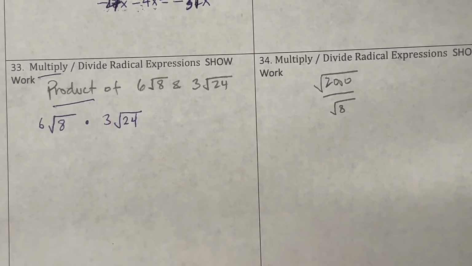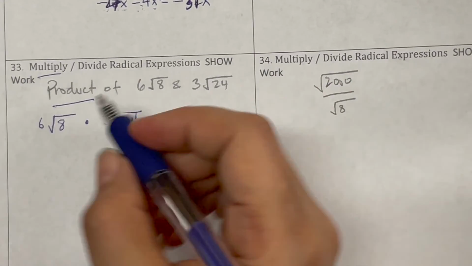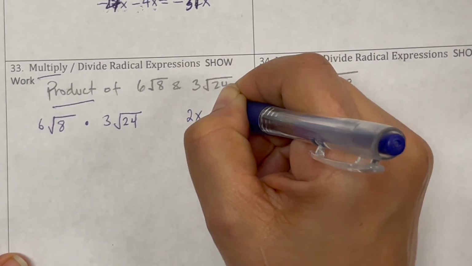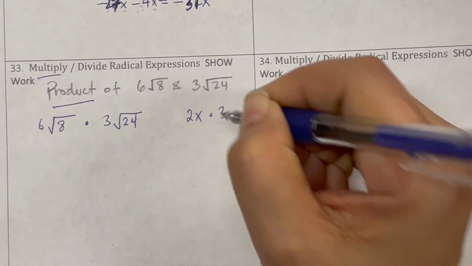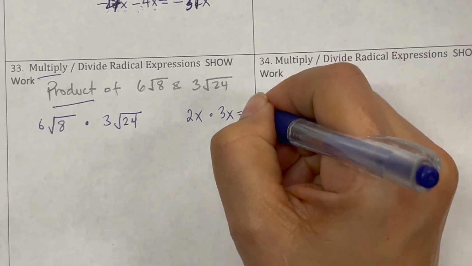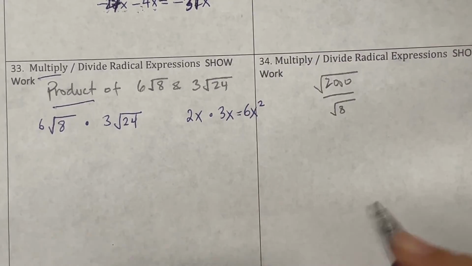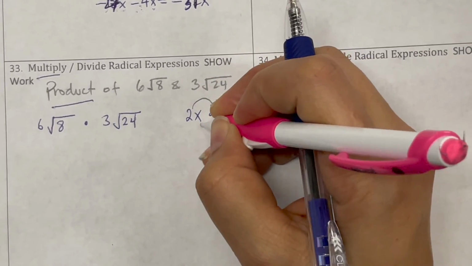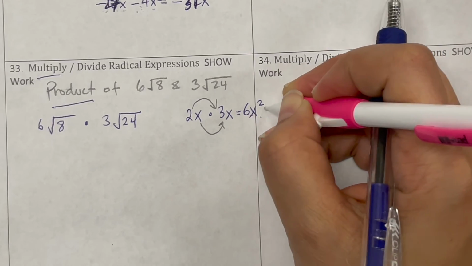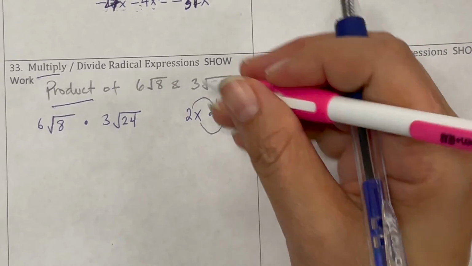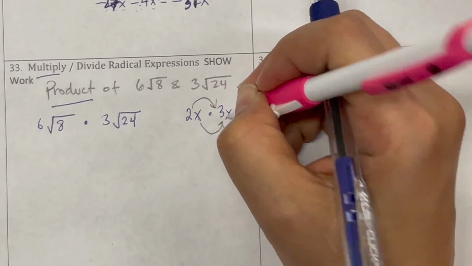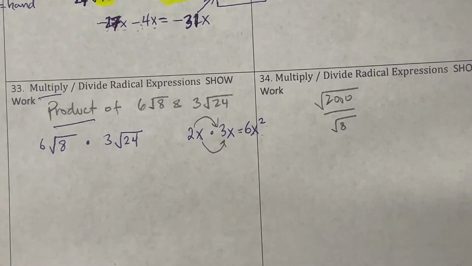I'm going to give you a couple of different scenarios in case you get those. But first I'll do this. If I had 2x times 3x, what would you do? It would be 6x squared. You did 2 times 3, which gives you 6, and x times x, which gives you x squared. You're going to do the same thing with the radicals: the coefficient times the coefficient outside, and then the radical times the radical. The exact same process. So let's get started.